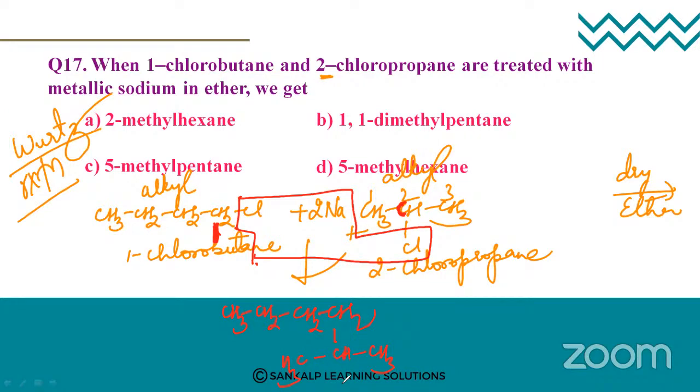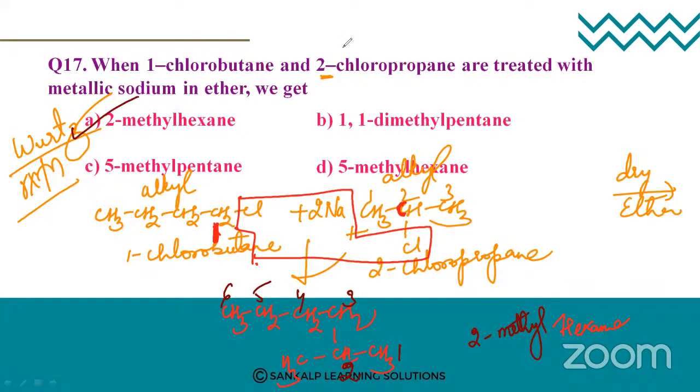This will be 1, 2, 3, 4, 5, and 6. Right, 6 means it will be hexane. If I start numbering from here, 1, 2, 3, 4, 5, 6, so this is hexane. At the second position you have a substituent, that is 2-methylhexane, right? So which is our answer? Our answer will be A. I hope you have got it.